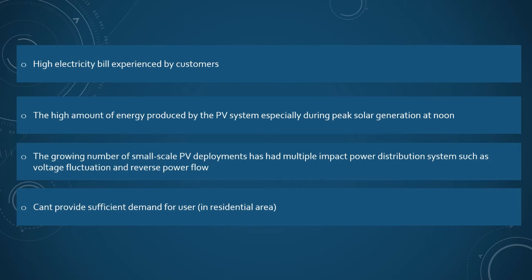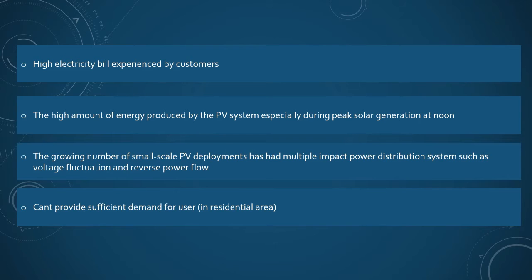The problem statement slide will closely follow the introduction. The first thing is the high electricity bill experienced by the customer, because in Malaysia the electricity tariff rate is the same whether it is peak hour or off-peak hour, so the consumer will pay the same amount regardless of when the electricity is used. Secondly, the high amount of energy produced by the PV system, especially during the peak solar generation at noon.